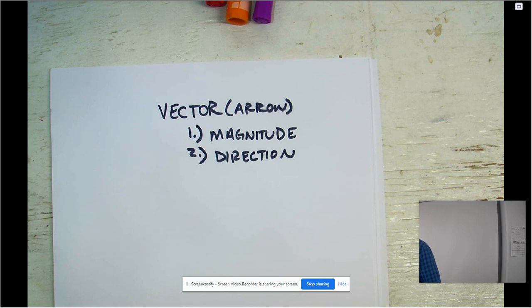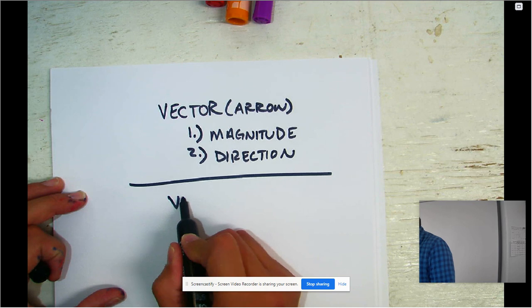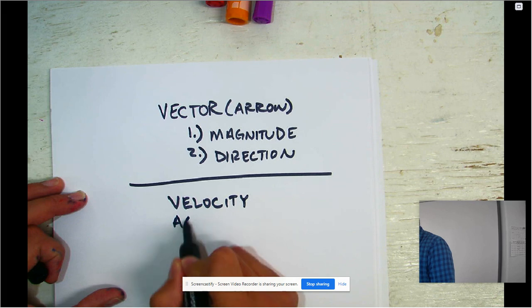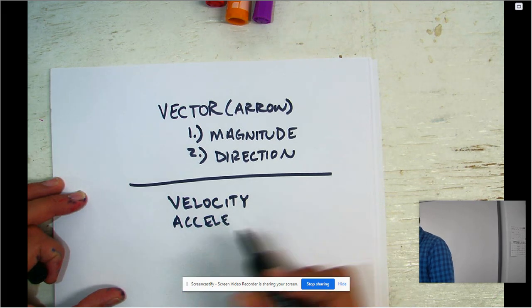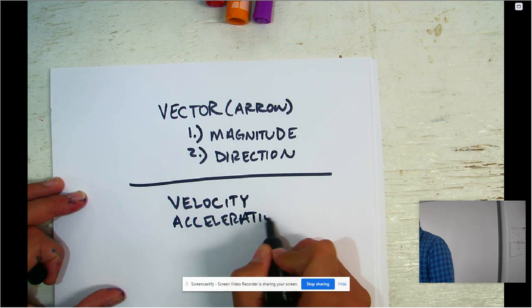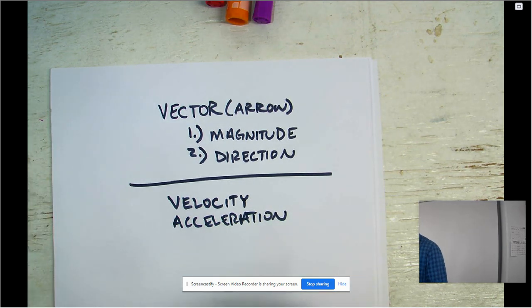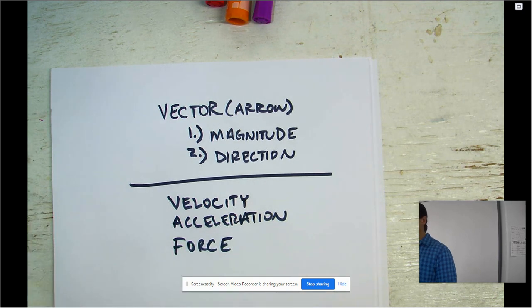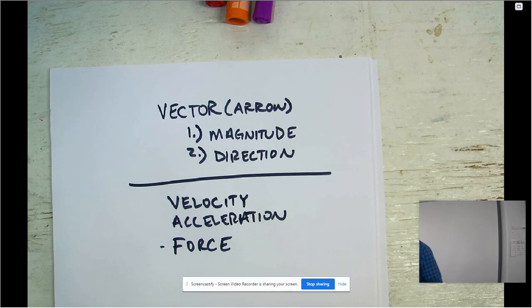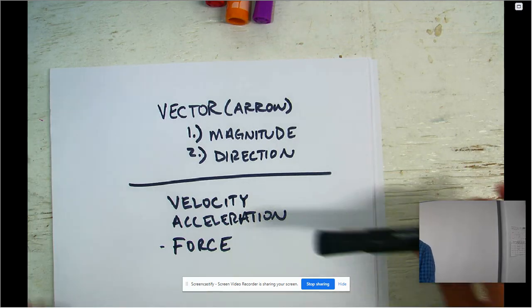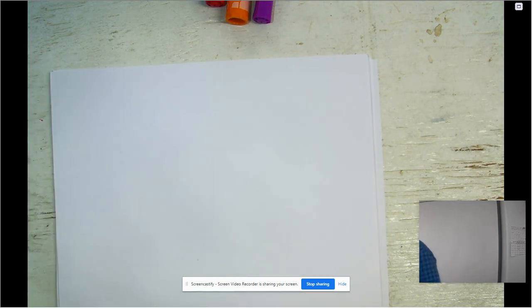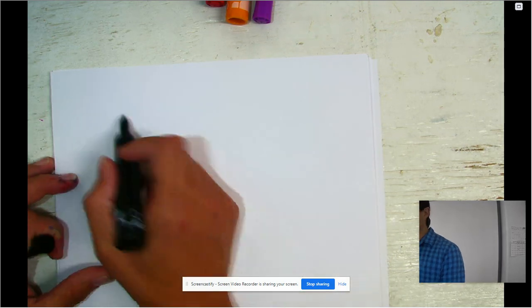And so a couple of different things that can be represented with a vector are velocity, which you've seen, acceleration, and for today, what we're going to focus on are forces. So we're going to focus on forces today. So force vectors, what we're going to be looking at. Force vectors. So what is a force?